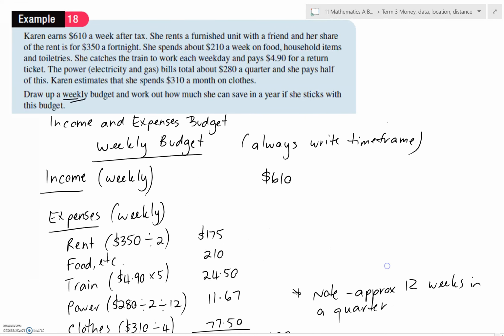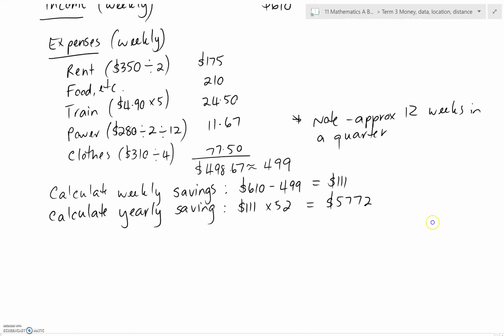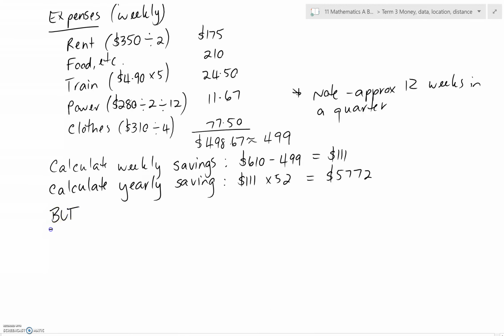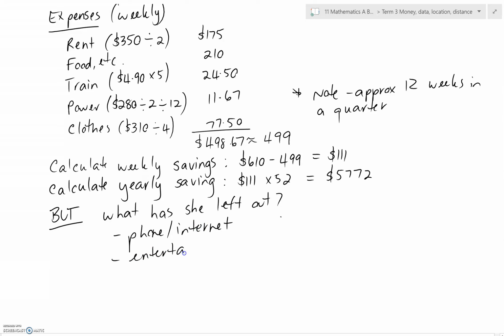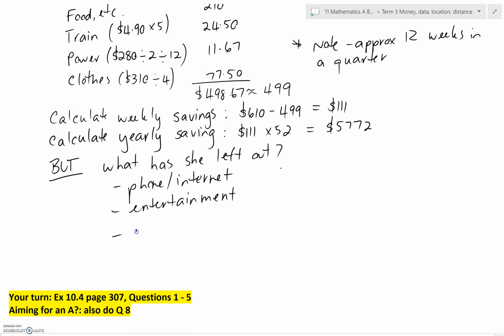Now, it also asks us to work out how much she can save if she sticks with this budget. But I don't think she's included everything she actually has to pay for. What has she left out? Certainly not everything in here would suit our lives now. For a start, there's no phone or internet costs in there. And I think really that's pretty unrealistic at this point. There is no entertainment. So based on this budget, she's never going anywhere and never buying anything. And that's unrealistic. What else do you think?